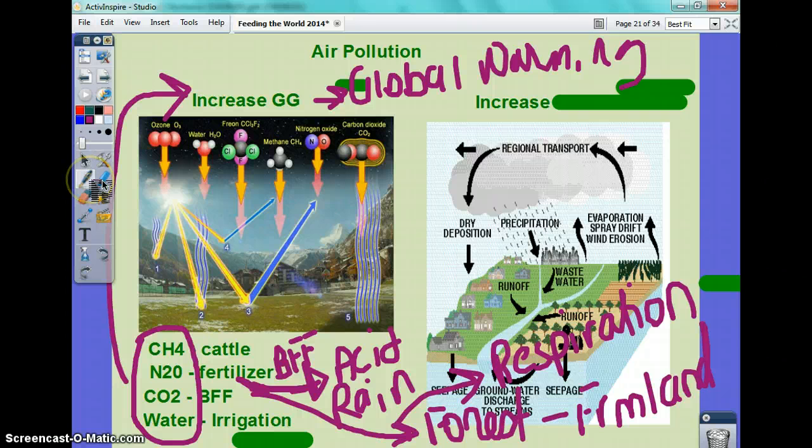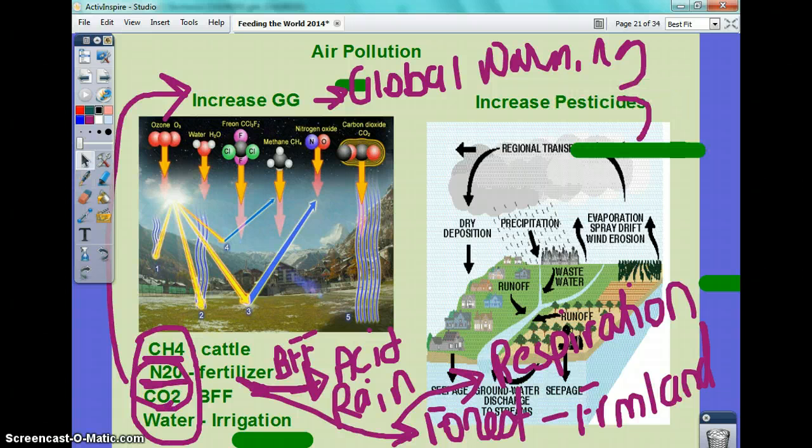So for the test, you have to know that nitrous oxides or nitrogen compounds are mainly produced from fertilizer. Methane is mainly produced from cattle. And then you also have burning of fossil fuels, which produces both of these. And then water from irrigation, okay?